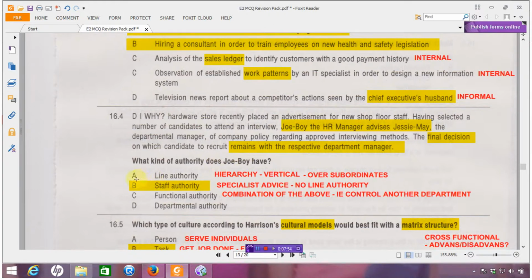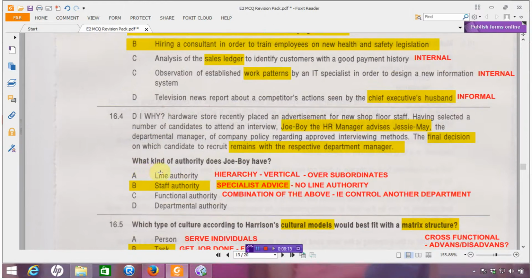And really, hopefully, that drew us to part B here, or answer B, staff authority. And what is that? That's essentially where you have one department providing what we call specialist advice, but there's no final line authority. In other words, the decision rests with the receiving department. So that's what staff authority means.